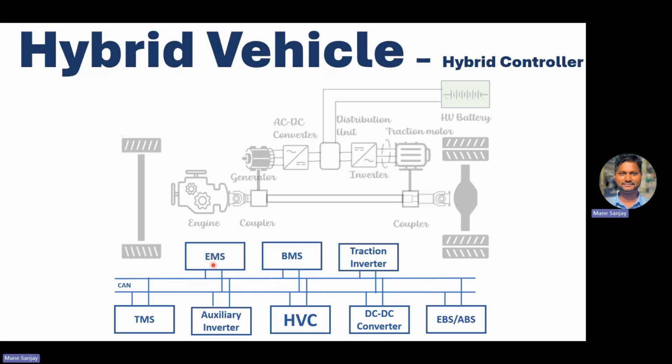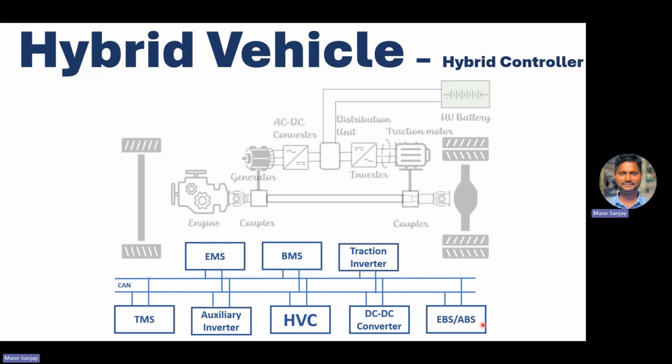It also takes all information from the engine management system. What is the throttle position? What is the torque developed, the actual engine torque? What is the speed? All information comes to this hybrid vehicle controller over a CAN, and it monitors that because it is required for the energy management. It controls the DC-DC converter as well through the CAN.